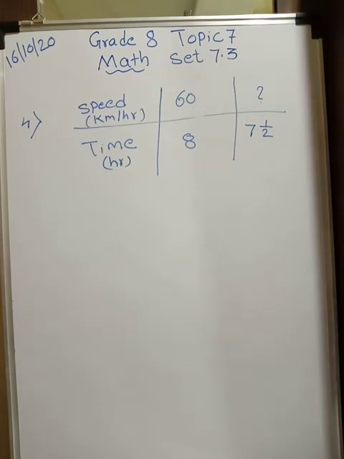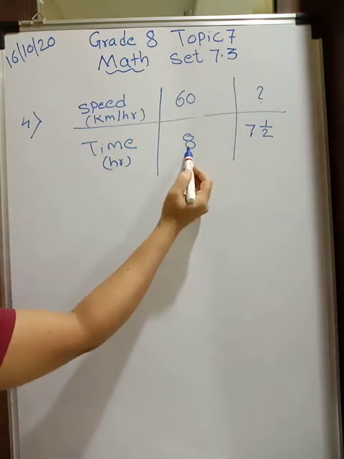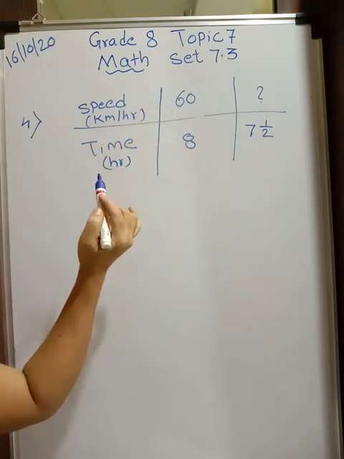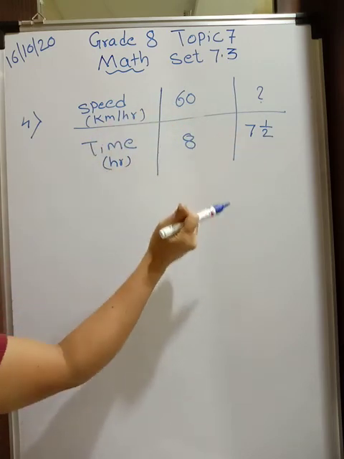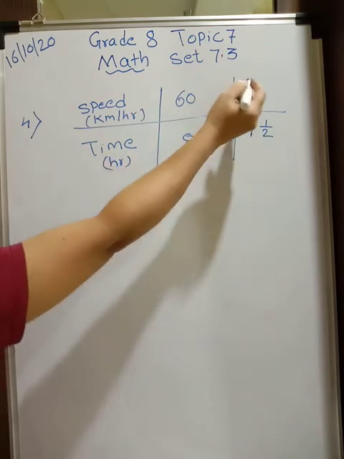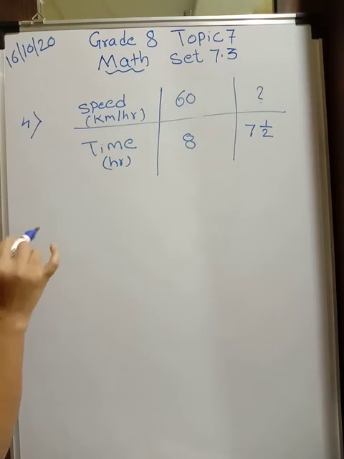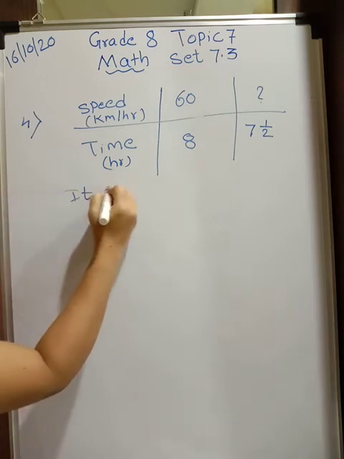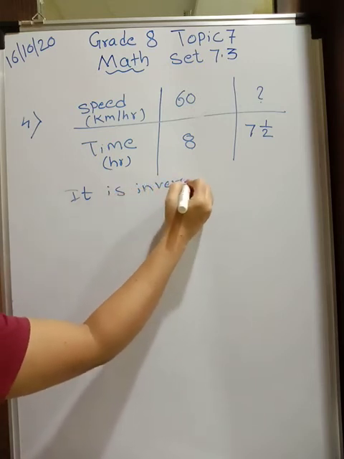Now see the fourth question. A car with speed 60 km per hour takes 8 hours to travel some distance. What should be the increase in the speed if the same distance is to be covered in 7.5 hours? Now see here, time is reduced. Initially 8 hours were required when speed was 60. Now the same distance I have to travel in less time. So my speed should increase, no? So if time is decreasing, speed is increasing. If one quantity is increased, the other is decreasing. That means it is which variation? So it is inverse variation.